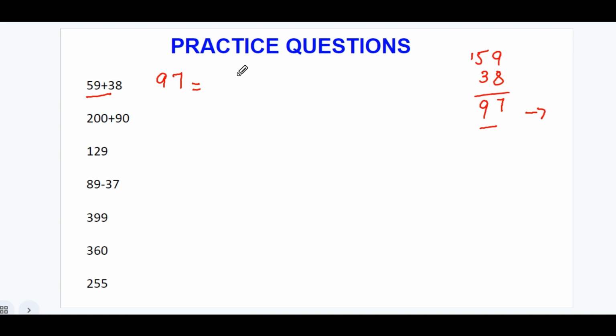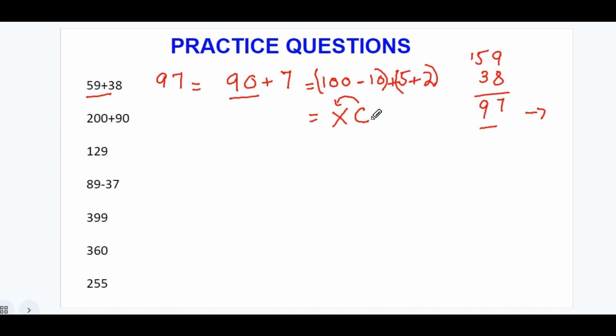For 97, I can break it like this, 90 plus 7. You know what 90 is equal to? 90 is equal to 100 minus 10. And 7 is equal to 5 plus 2. Why am I writing in this way? So that I will not make any mistake in my Roman numerals. 100 I know is equal to C and 10 is equal to X, because I'm taking away, so I need to write it at the back. And 5 is equal to V, 2 is equal to 2 times I. So now this is your answer.